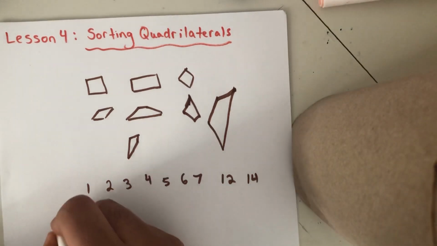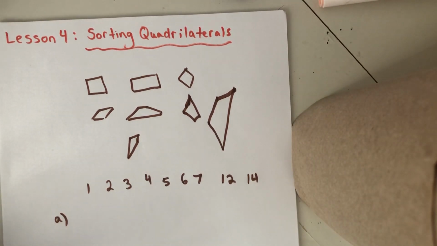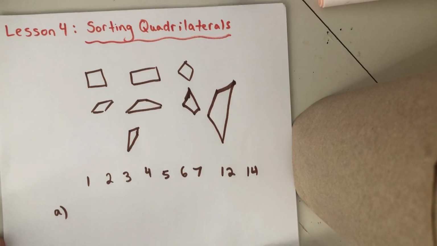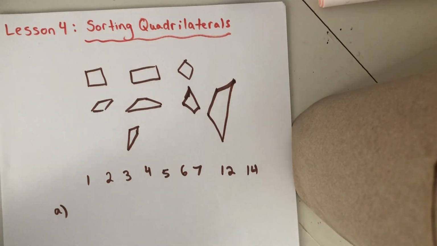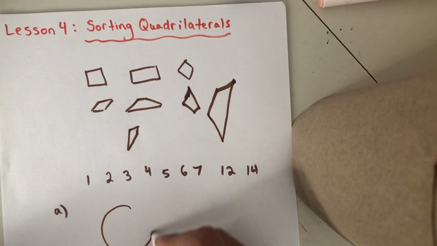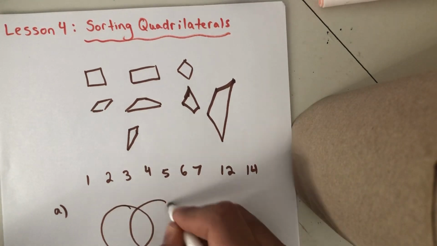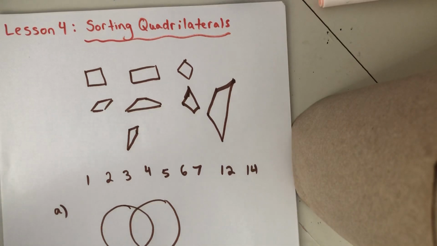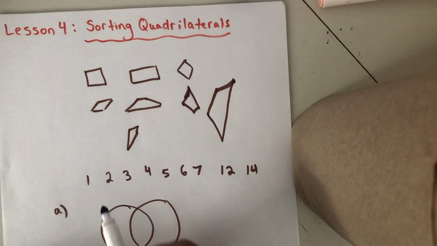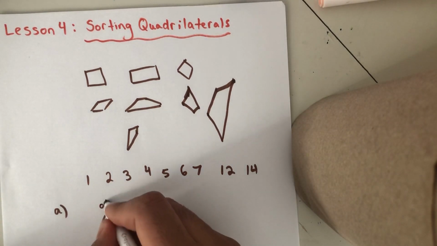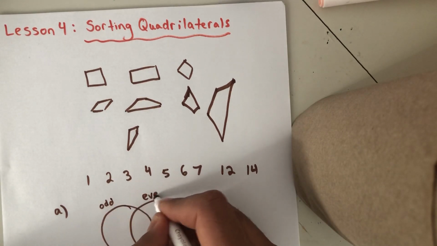Okay, so we're going to sort them in two different Venn diagrams. The first one is I'm going to tell you to sort them out in odd numbers and even numbers. So a Venn diagram just looks like that. They're two circles that overlap each other. So I'm going to write odd and I'm going to write even.